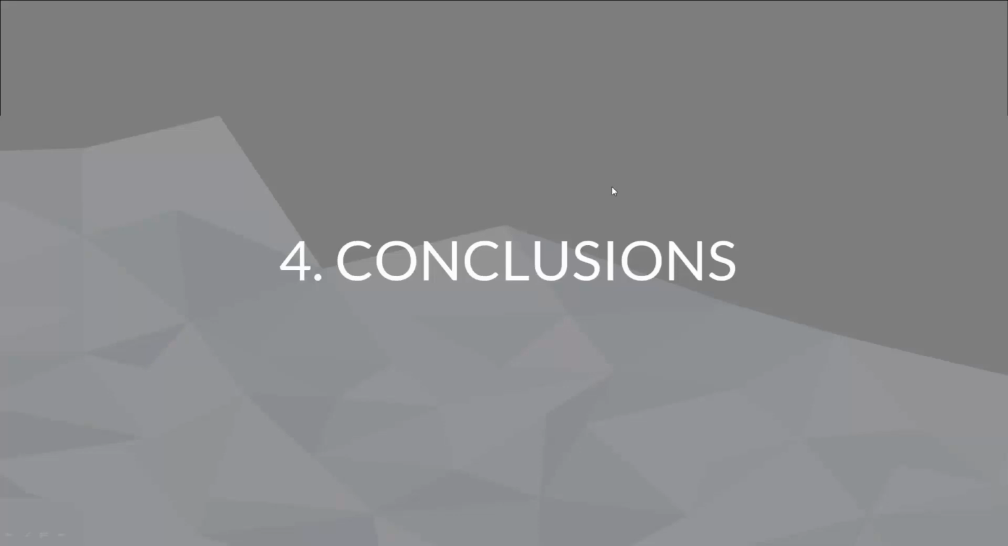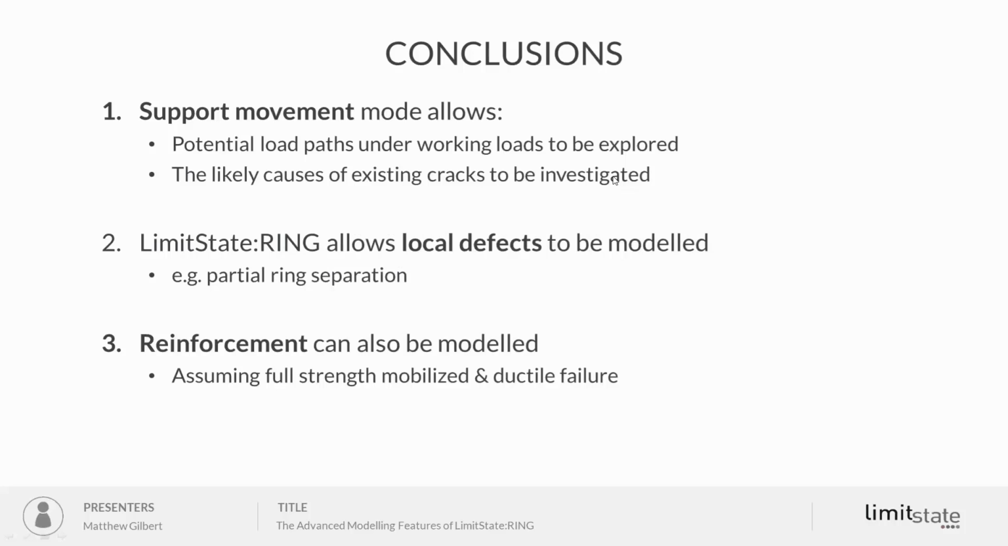Okay, so I think that's coming to the end of the webinar. Just wrap up with a few conclusions. The support movement mode that we looked at to start with allows us to do two things. It allows us to look at potential load paths under working loads, and it also allows us to look at the likely causes of existing cracks, and that can be very useful, for example, in deciding whether it's worth investing in underpinning. Sometimes the behavior can be a little bit counterintuitive, and it's useful to have a tool like this to explore various different options.